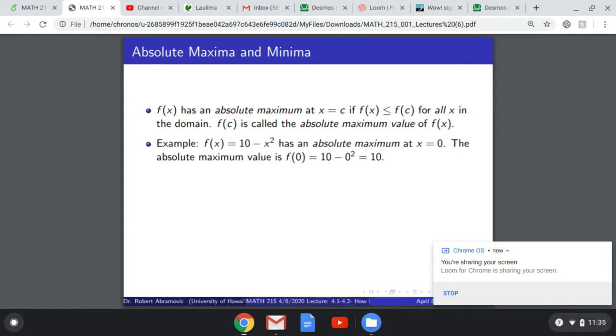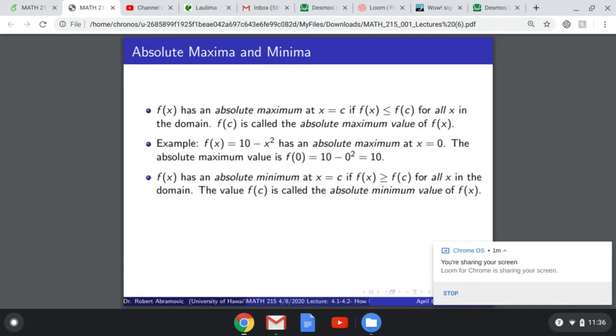Here's an example. The function f of x is 10 minus x squared. If you look at that, that's a parabola. It's facing downwards. It has an absolute maximum at x equal to 0, and the absolute maximum value is f of 0, which is 10 minus 0 squared, which is 10. 10 minus 0, anything minus 0 is itself.